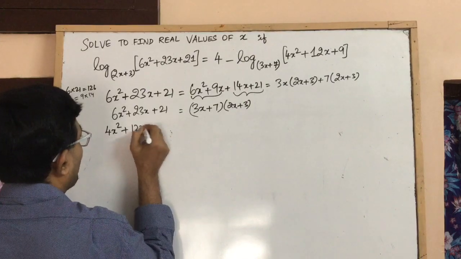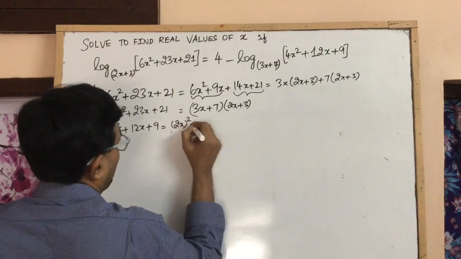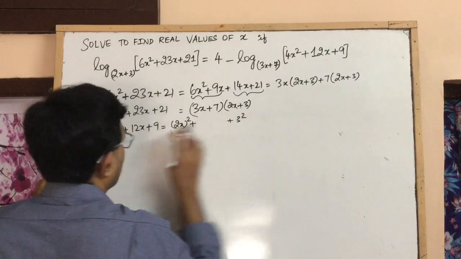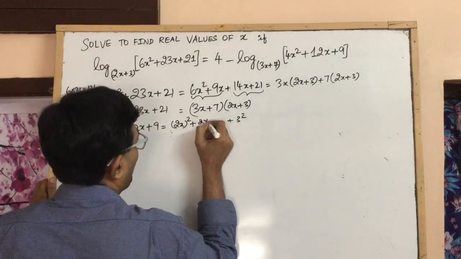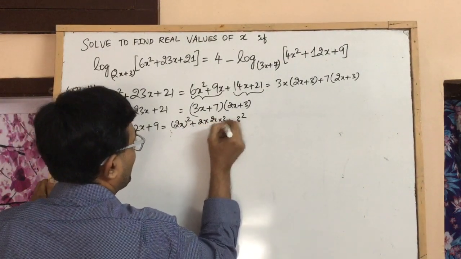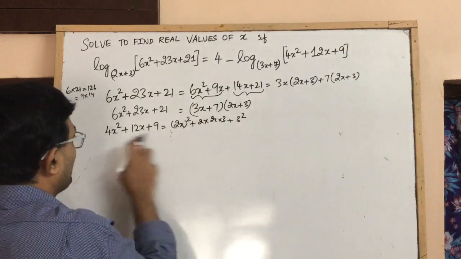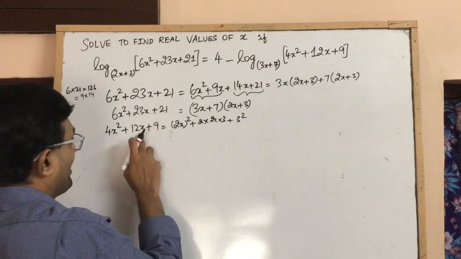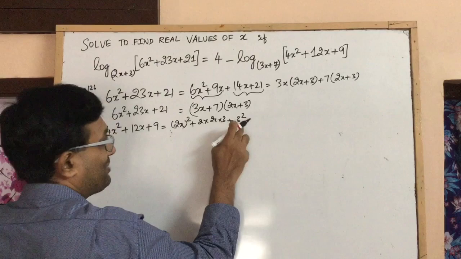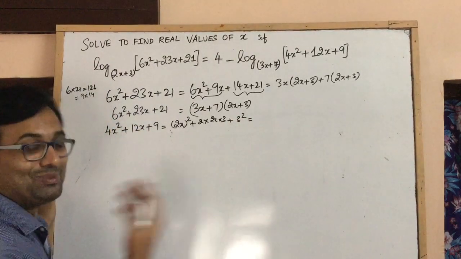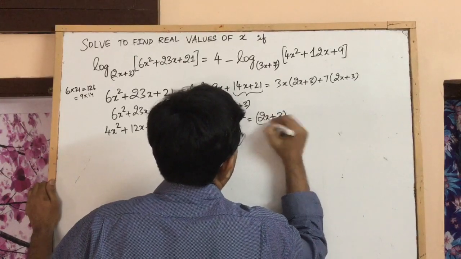4x squared plus 12x plus 9, because we could write this as 2x the whole squared plus this 9 could be written as 3 squared. This middle term is a lot easier to figure out by now. If we take this as a, this is b, then 4x squared plus 12x plus 9 could be written as a squared plus 2ab plus b squared, which is nothing but a plus b the whole squared, right? So this should be 2x plus 3 the whole squared.